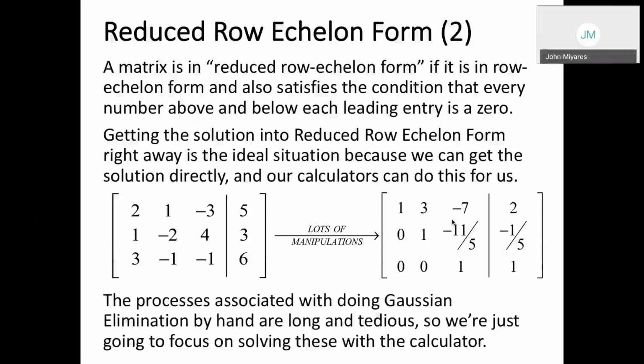Now, I'll say this right now. The processes associated with doing Gaussian elimination and converting matrices into either row echelon form or reduced row echelon form are long, tedious, and confusing. Personally, and I mentioned this earlier, I have no use for doing Gaussian elimination, at least by hand. It is not anything that I have ever found that I have ever had to do in my entire life of studying and working with mathematics.